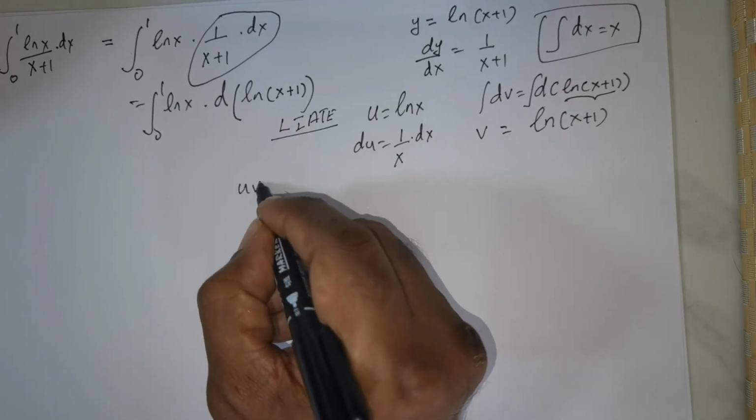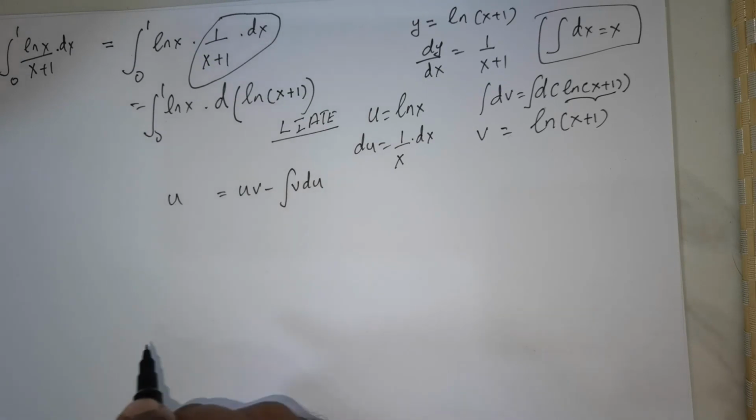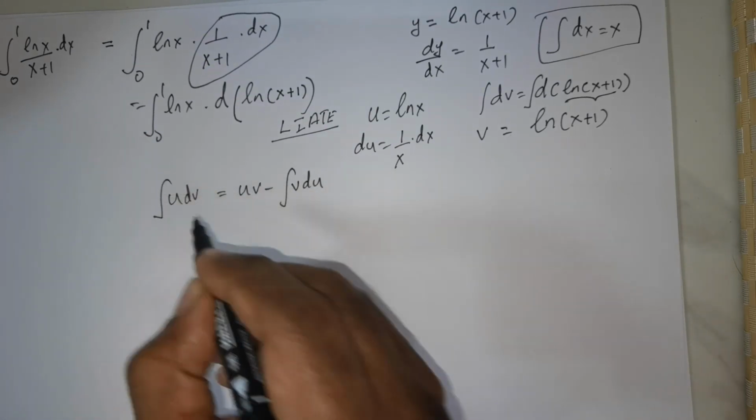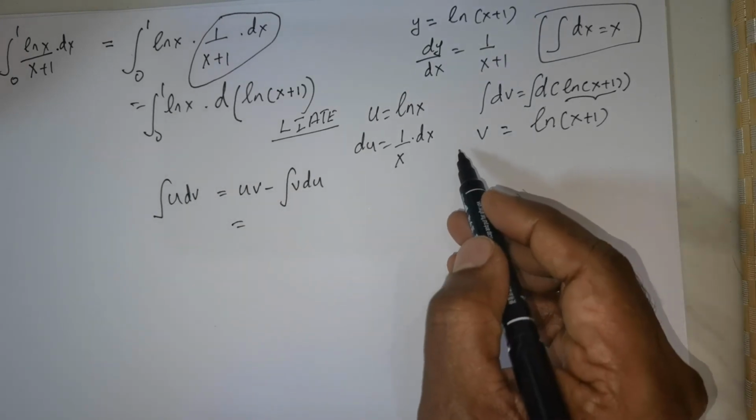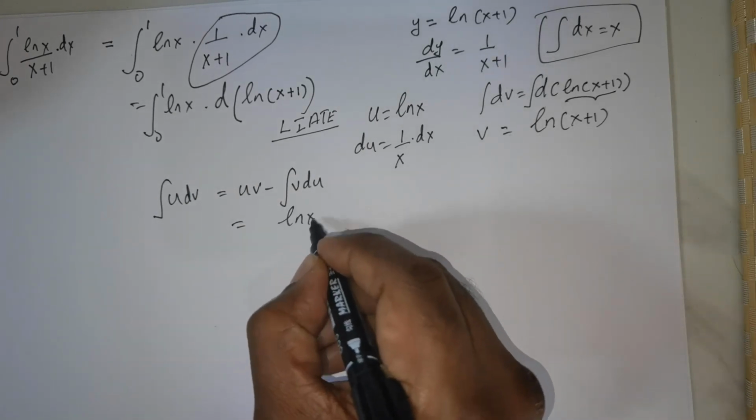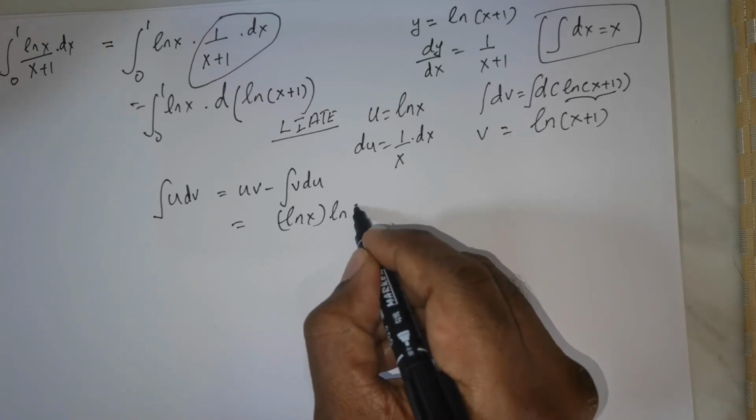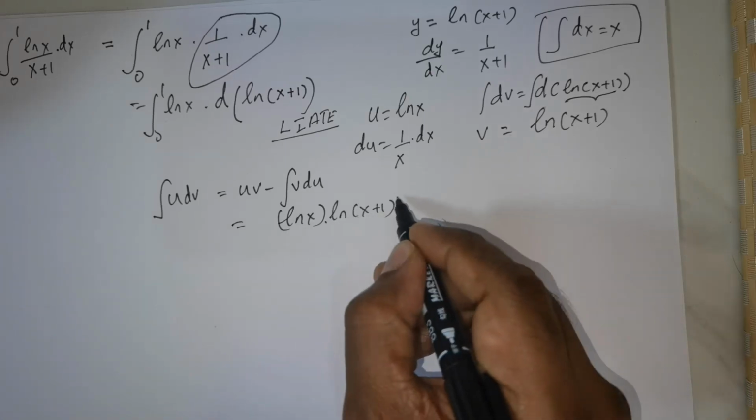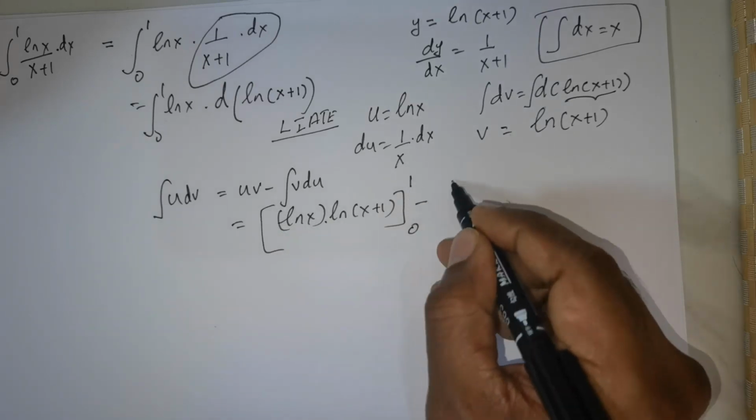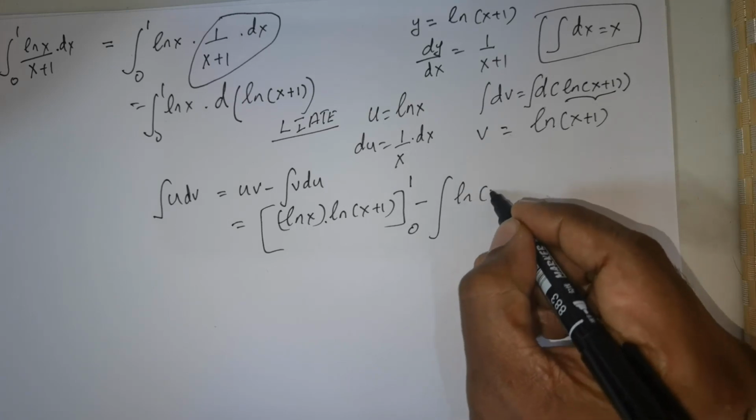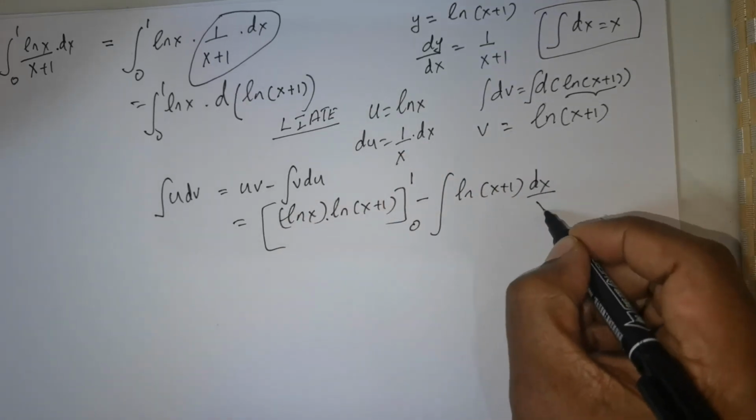Now apply the formula: uv minus the integral of v du is equal to the integral of u dv. So this is equal to u times v. My u is ln x, my v is ln of (x + 1). The limits are 0 to 1, minus the integral, v is ln of (x + 1), my du is dx over x.